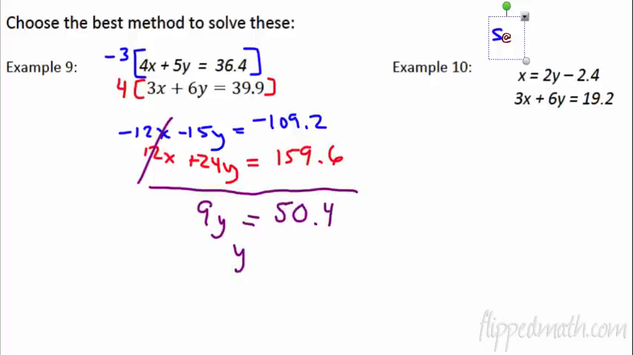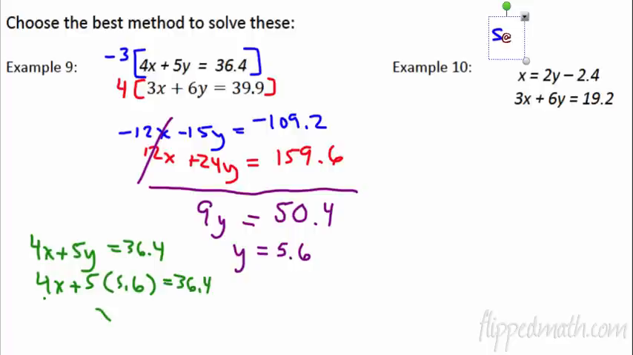9y equals 50.4, and we divide, we get y equals 5.6. For the x, I just use the first equation, plug it back in, and we get x equals 2.1. So our answer is 2.1 comma 5.6. X is 2.1, y is 5.6.